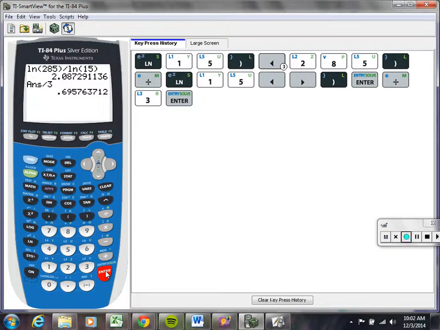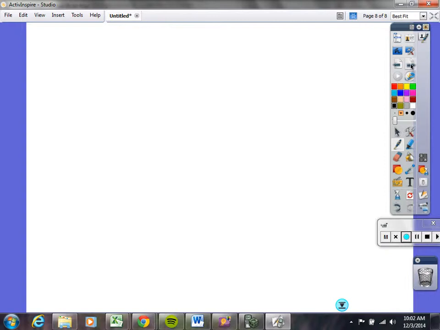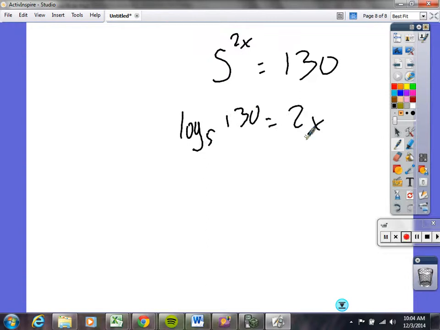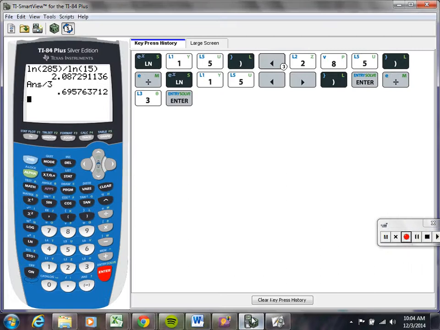Okay. All right, you guys ready for another one? So now I'd like you to try it on your own. 5 raised to the 2x equals 130. Okay. Log base 5 of 130 equals 2x. Okay, so I can come to the calculator, and I'm going to hit this time.